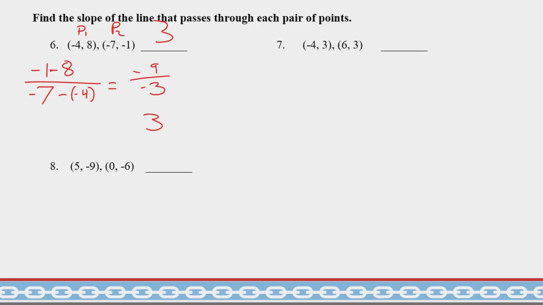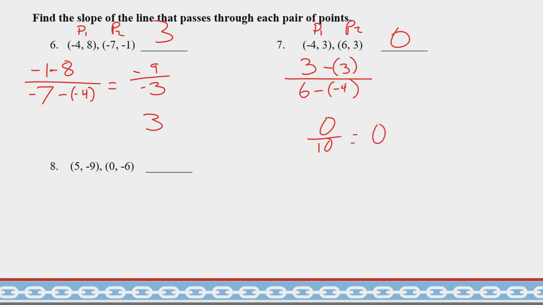Looking at number 7, right? Subtract your y's divided by subtract your x's. And we do the same thing. We establish which is P1, which one is P2. So I'm just going to go in order. P1, P2. Y2 minus Y1. X2 minus X1. So I get 0 over 10. So 0. Right? So it's a flat line.